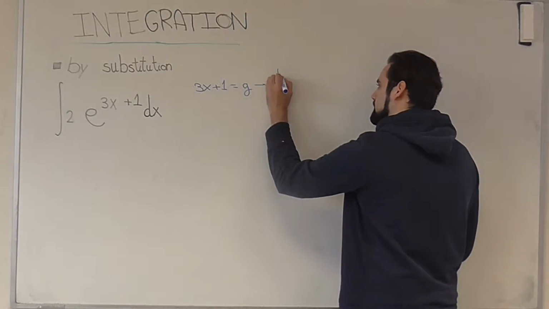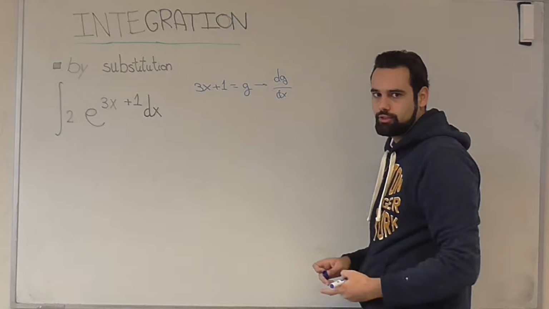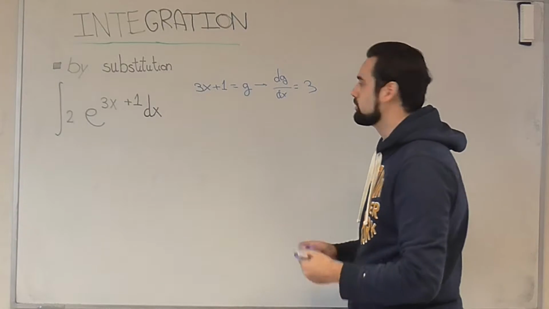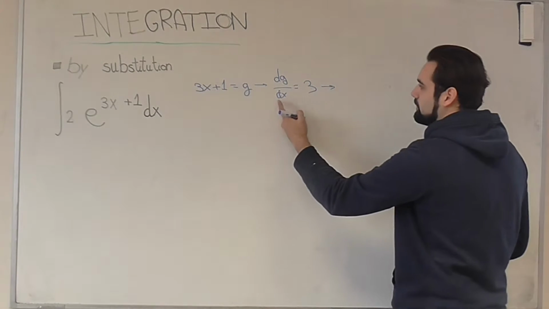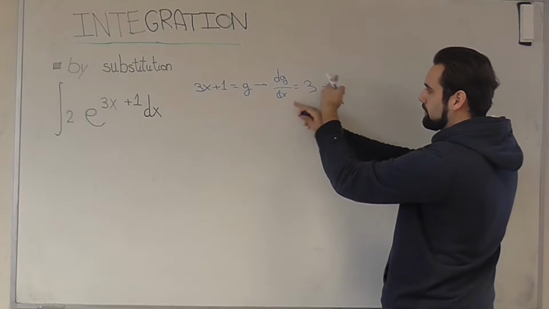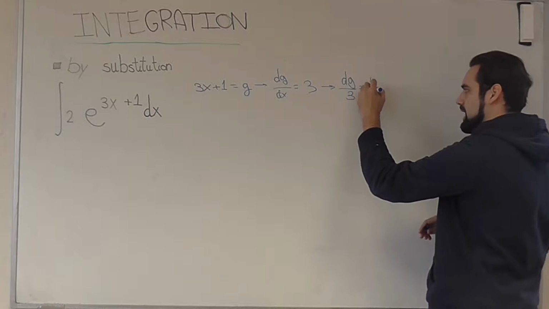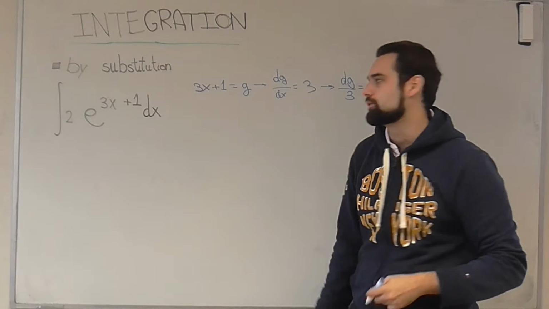So dg/dx is going to be: 3x differentiated is 3, 1 differentiated is 0, so I'm just not going to add it. And then we follow a very similar procedure, which is we exchange the dx with the 3. So this is dg over 3 equals dx. And then, because we already have an expression for dx, we just substitute it in there.